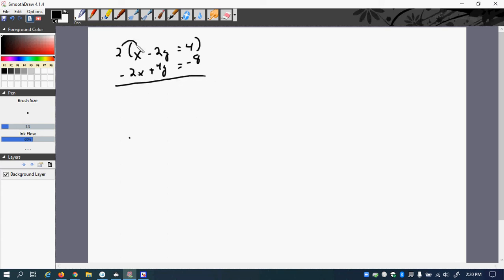So 2 times x is 2x. 2 times negative 2y is negative 4y. And then 2 times 4 is 8. Now bring down the other equation. Don't need to change that. And then when I add, the variable x drops out.